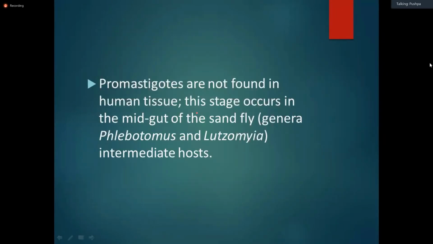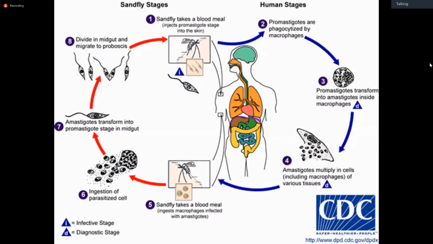Promastigotes are not found in human tissue. This stage occurs in the midgut of the sandfly. Here is the life cycle. So we start with the life cycle in the human being.